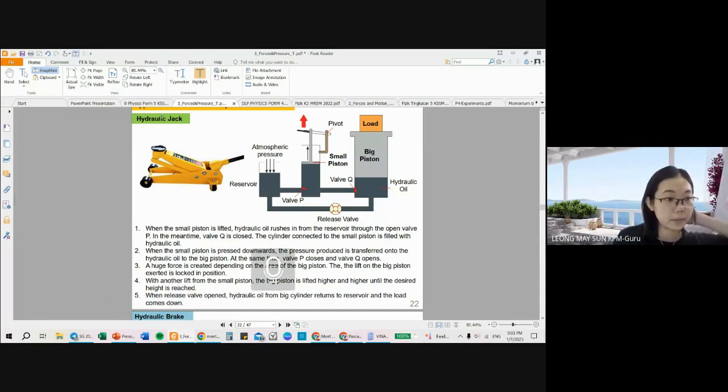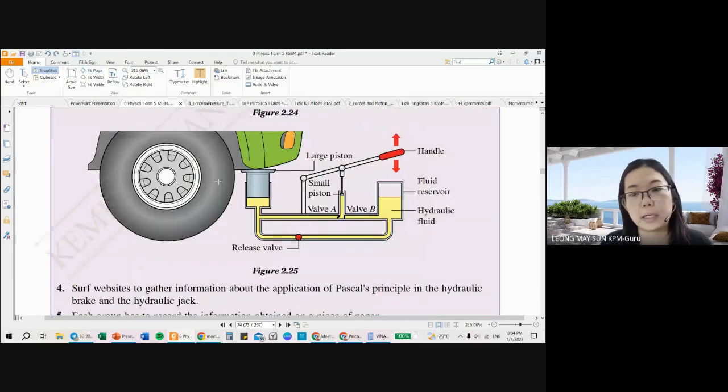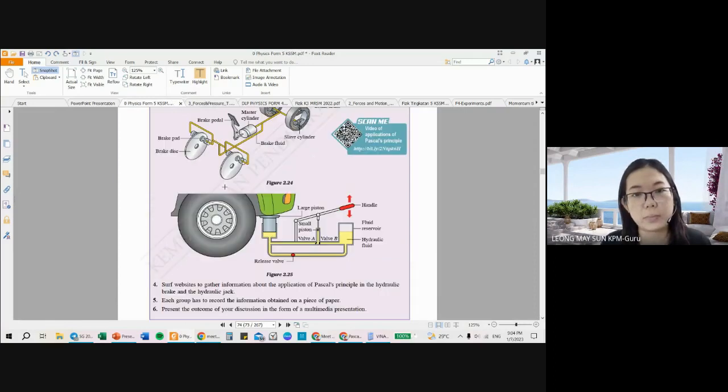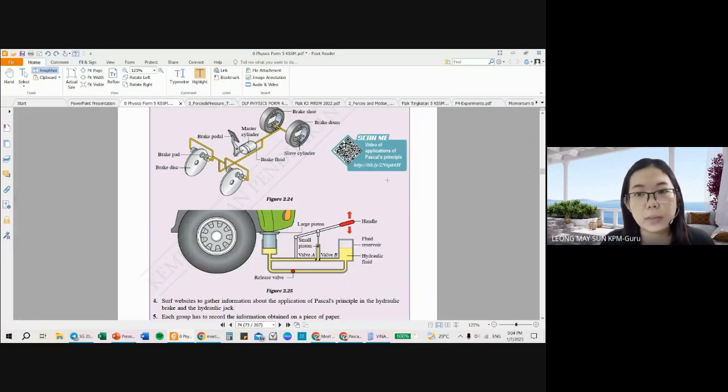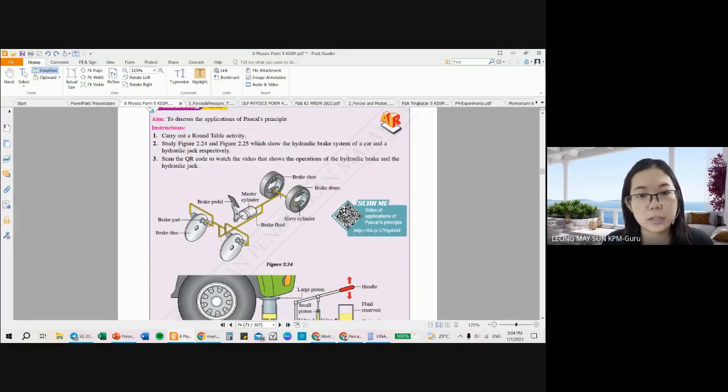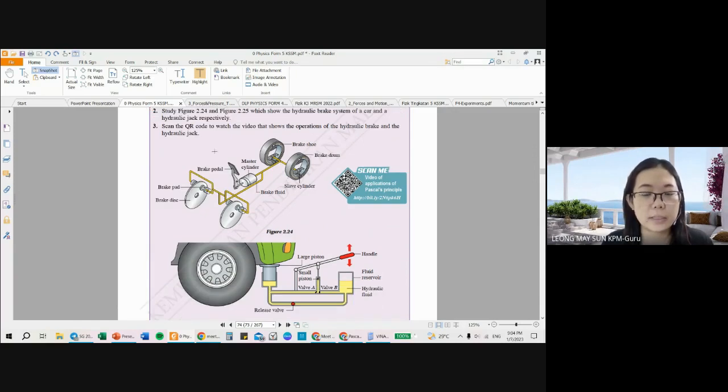All right, I'm going to continue on. We're going to go into the application of Pascal's principle. If you notice, your textbook doesn't have any applications apart from these two pictures. We have this, which is actually the car. This is the car system.